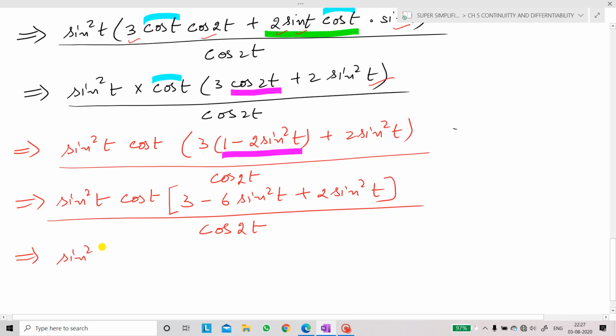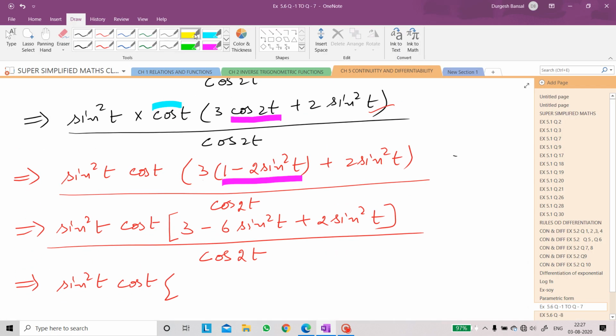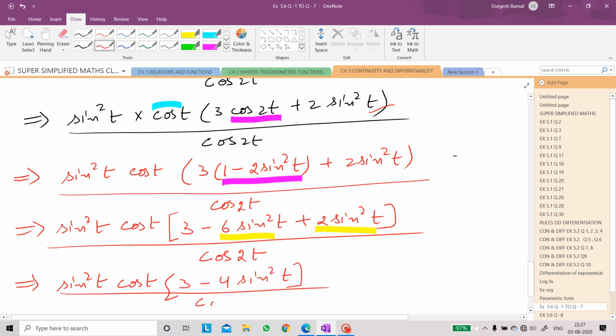Now in the next step, sin square t cos t. Now students, we are going to add up these two terms. I can show you. Now we are going to add up this term with this term. So this becomes 3 minus 4 sin square t and whole divided by cos 2t.